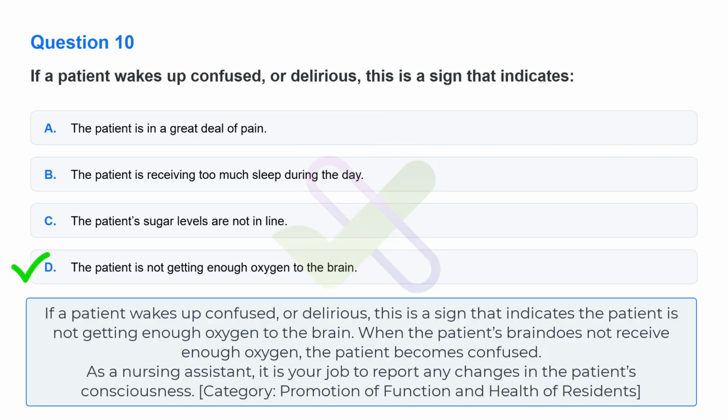The correct answer is D. The patient is not getting enough oxygen to the brain. If a patient wakes up confused or delirious, this is a sign that indicates the patient is not getting enough oxygen to the brain. When the patient's brain does not receive enough oxygen, the patient becomes confused. As a nursing assistant, it is your job to report any changes in the patient's consciousness. Category: Promotion of function and health of residents.